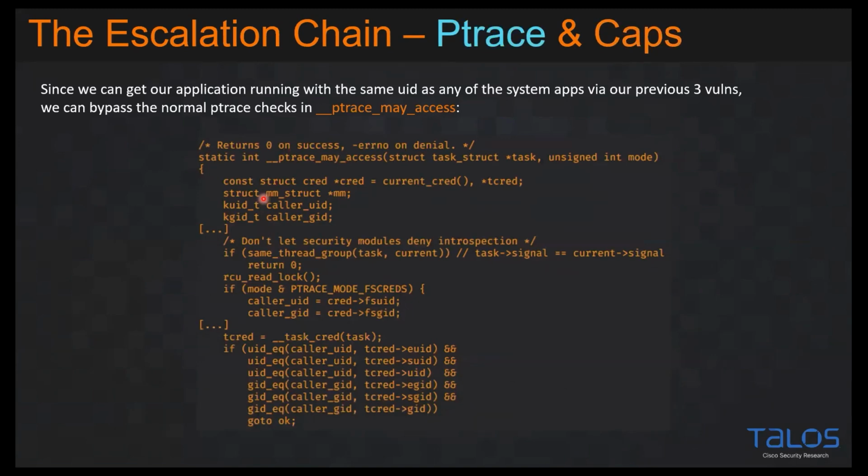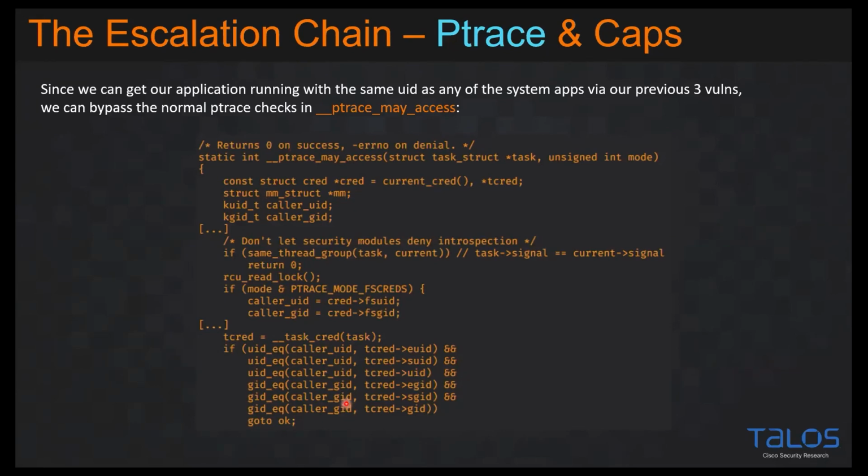So interestingly, since we have the same UID as this powerful process, Azure D, we can pass this check in ptrace may access. As you'll notice here, we have the same UID and the same GID as our target process. We can now attach to it because of ptrace, right?